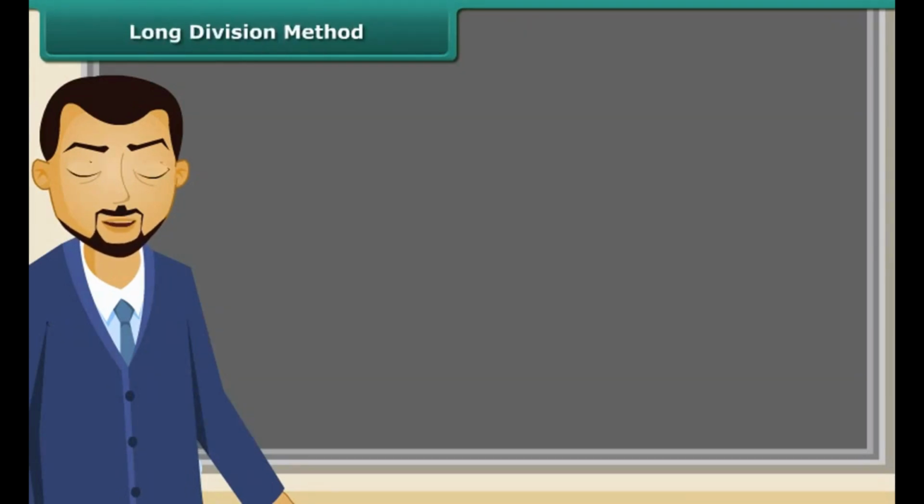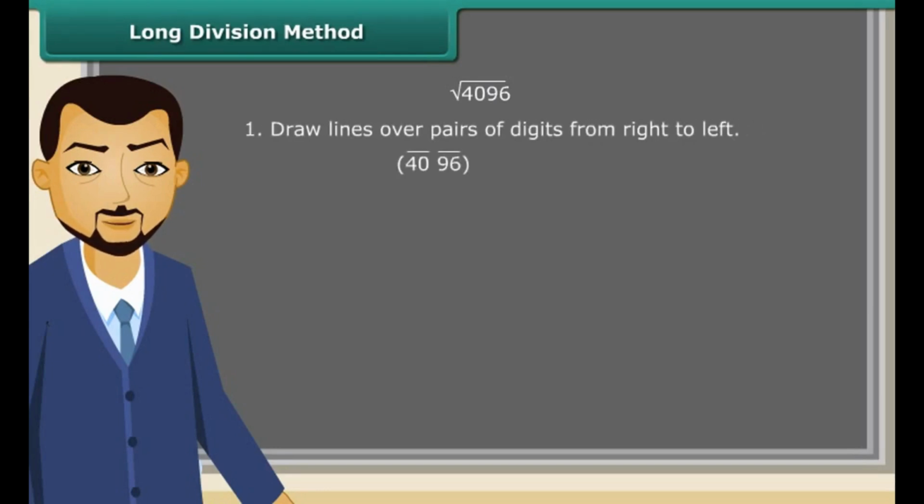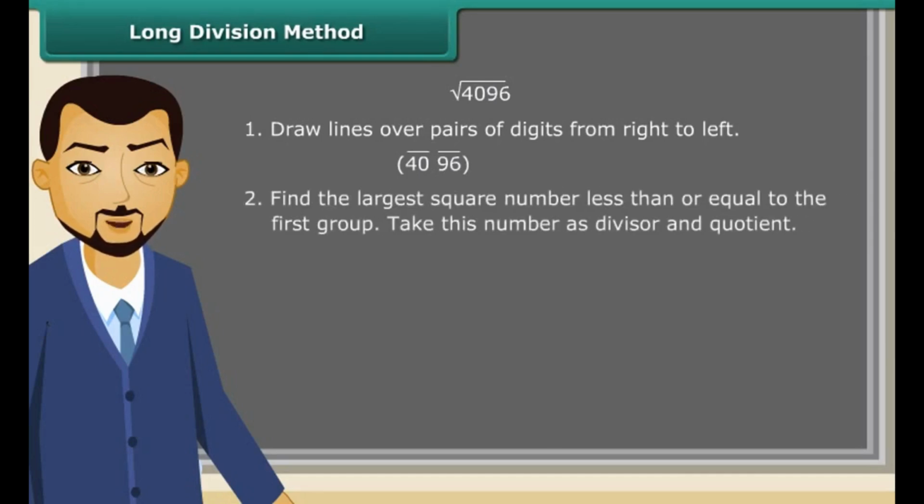For large numbers, the prime factorization method of finding square root becomes difficult. So we use long division method. Let us look at the steps. First of all, draw lines over pairs of digits from right to left. Next, find the largest square number less than or equal to the first group, that is 40. Since 36 is less than 40, we take 6 as the divisor and 6 as the quotient. Now subtract 36 from 39.